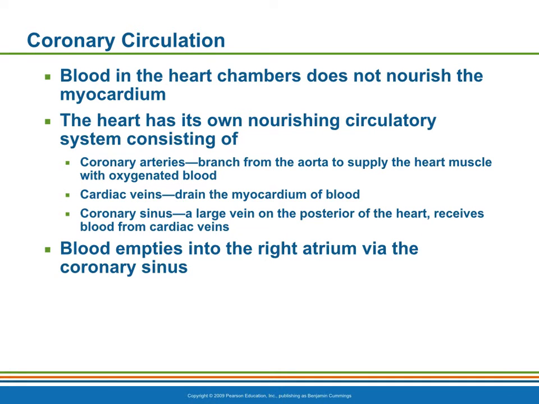Now, although the heart chambers are bathed with blood almost continuously, the blood contained in the heart does not nourish the myocardium. The blood supply that oxygenates and nourishes the heart is provided by the right and left coronary arteries. The coronary arteries branch from the base of the aorta and encircle the heart. The myocardium is drained by several cardiac veins, which empty into an enlarged vessel on the posterior of the heart called the coronary sinus. The coronary sinus then empties into the right atrium. So the blood has to nourish the heart as well as flow through the heart.